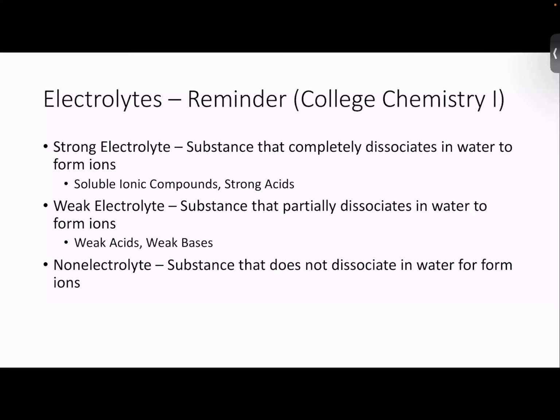Now, we are going to broaden our definition slightly because instead of just saying that it completely dissociates in water, we're now just going to say it completely dissociates in solution to form ions. So we're going to broaden this definition so that the solvent system does not necessarily have to be water. Questions so far?